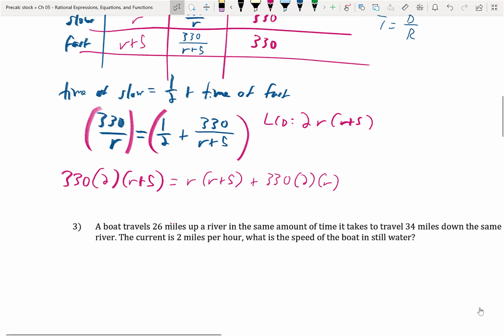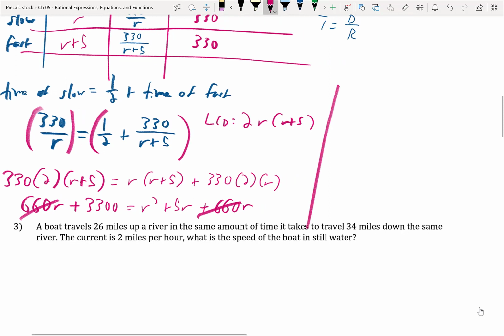Okay, now let's simplify both sides as much as we can. So 2 times 330 is 660. So I have 660r plus, then I multiply 2 times 330 times 5, which is 3300, equals r squared plus 5r plus 660r. You're going to notice the 660r's cancel because if I subtract that from both sides, and then we're going to set this equal to 0, so I get r squared.